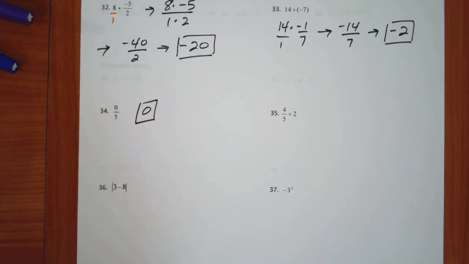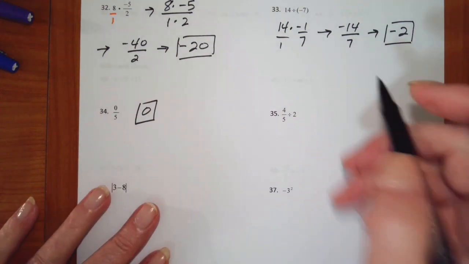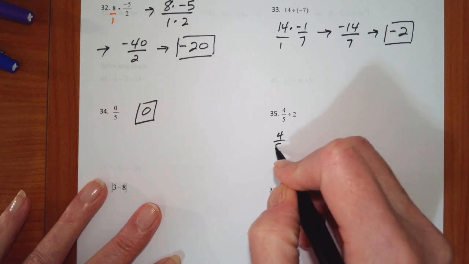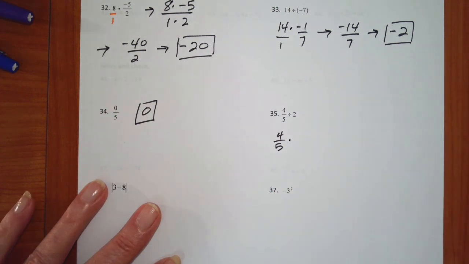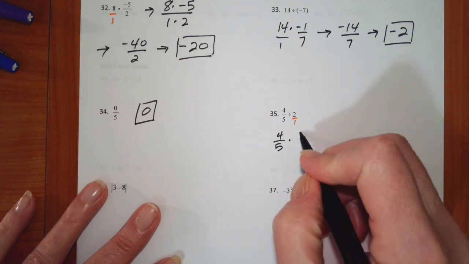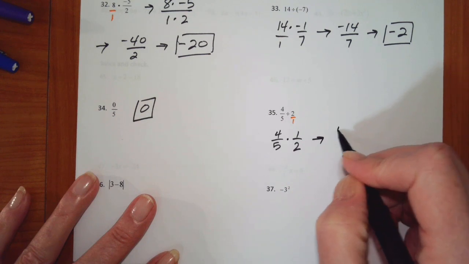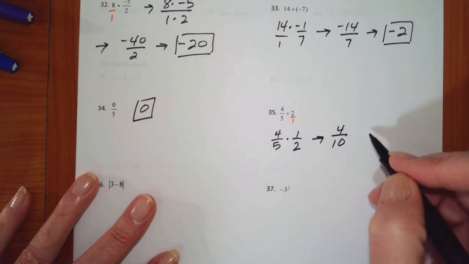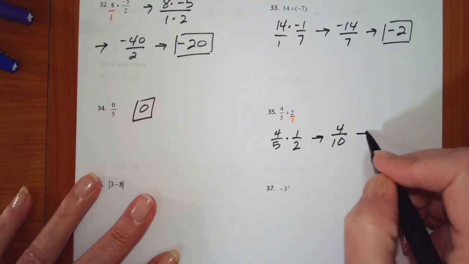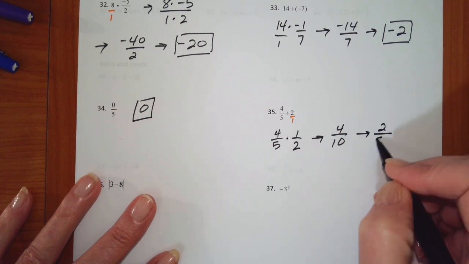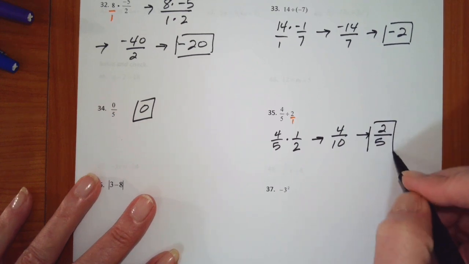If I have 4/5 divided by 2, this is the same thing as saying 4/5 times the reciprocal. So if I make this 2 over 1 times 1 over 2, that becomes 4 over 10. These are both even numbers, so this becomes 2 over 5. And that can't be simplified any further.